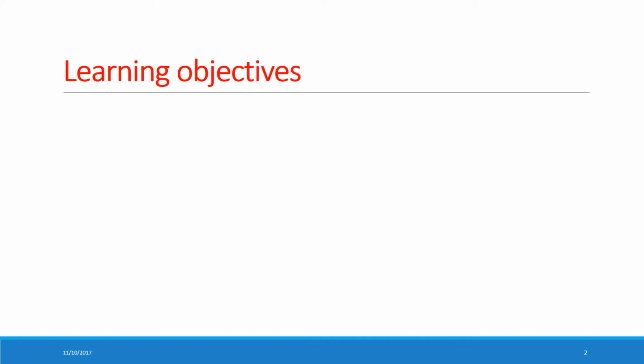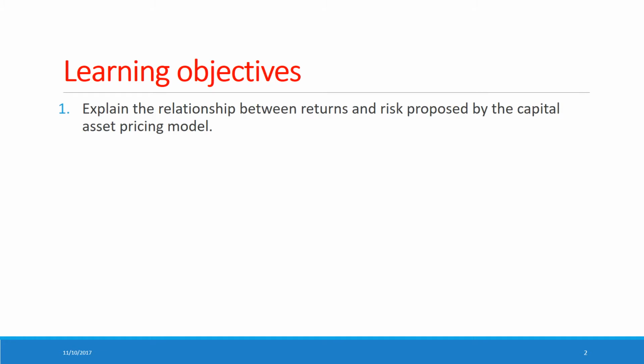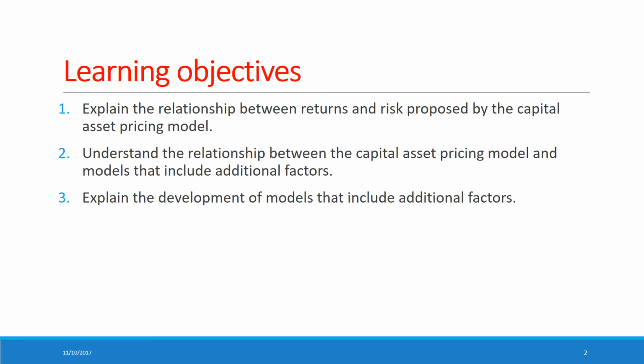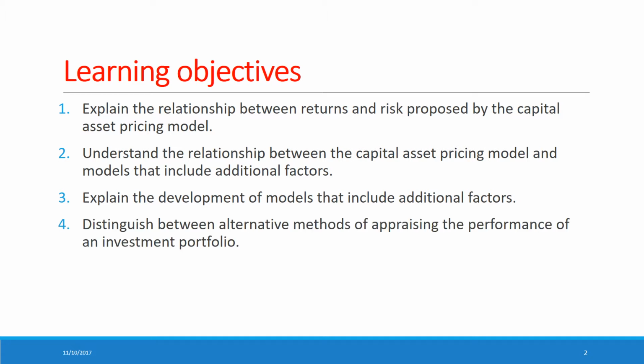So the learning objectives for this part is firstly to explain the relationship between risk and return proposed by the capital asset pricing model. Understand the relationship between the capital asset pricing model and models that include additional factors. Explain the development of models that include additional factors, and distinguish between alternative methods of appraising the performance of the investment portfolio.